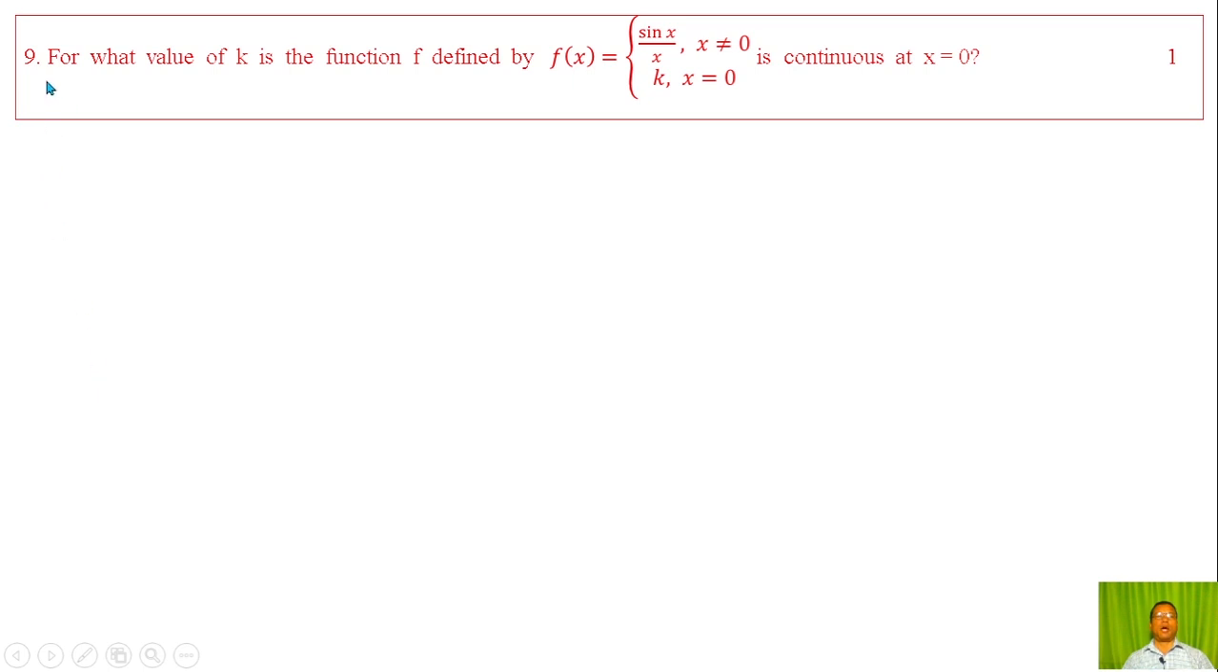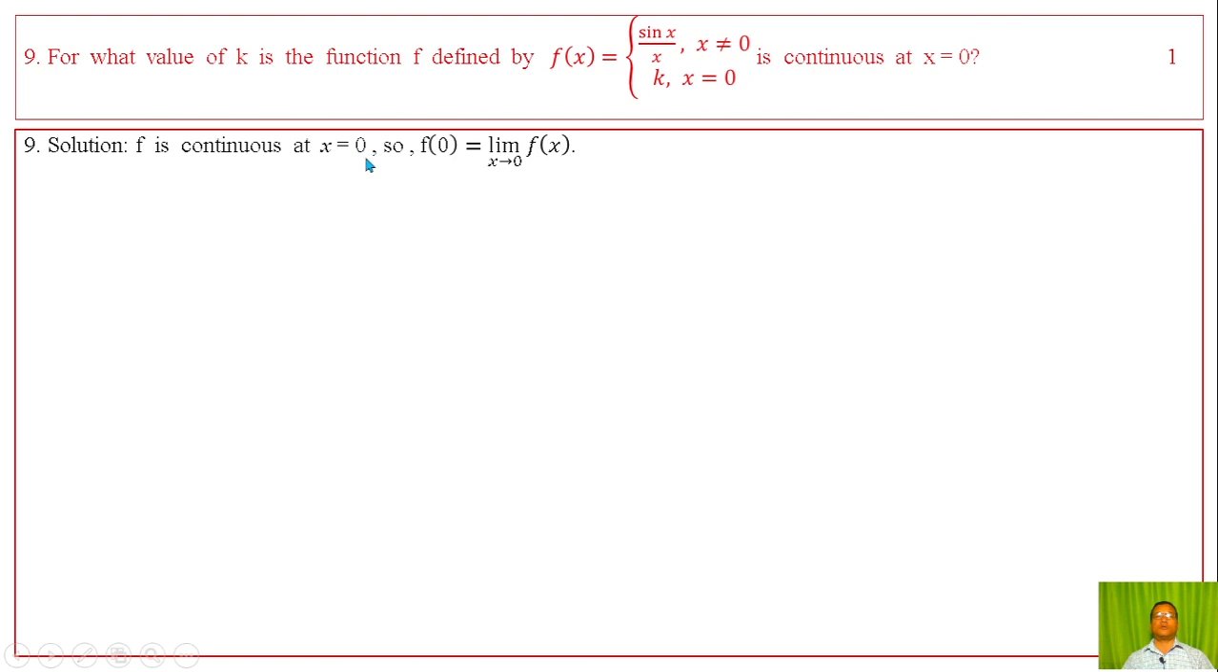For question number 9, for what value of k is the function f defined by f of x is sin x by x, x not equal to 0, and whose value is k when x equal to 0, continuous at x equal to 0? We are given that f is continuous at 0, so f of 0 must equal the limit of f of x as x tends to 0. But f of 0 is already given as k, and the limit is 1. Therefore, the required value of k is 1.